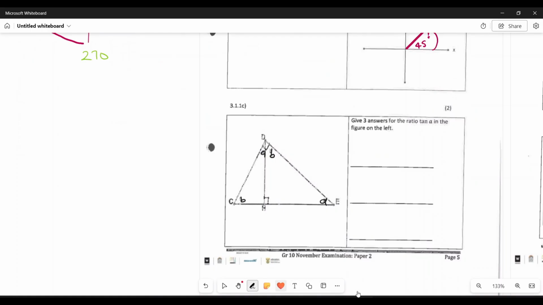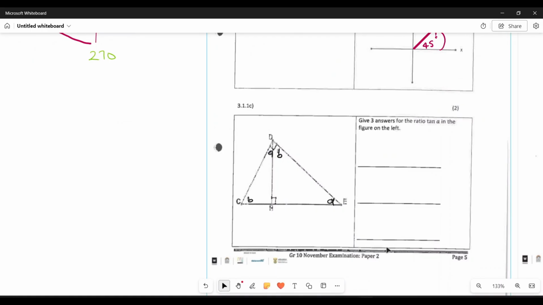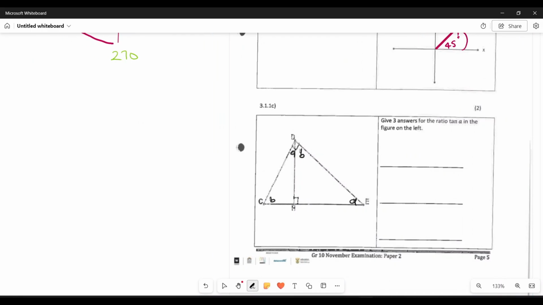Now, this is the shape that we're given in this question. We are given this big triangle, which is DCE, and we also have the right angle triangles, which are DHC, as well as DHE. Here they want us to give three answers for the ratio tan of A. For this type of question, step one is to separate your triangles. So I'm going to draw each of them on the side.